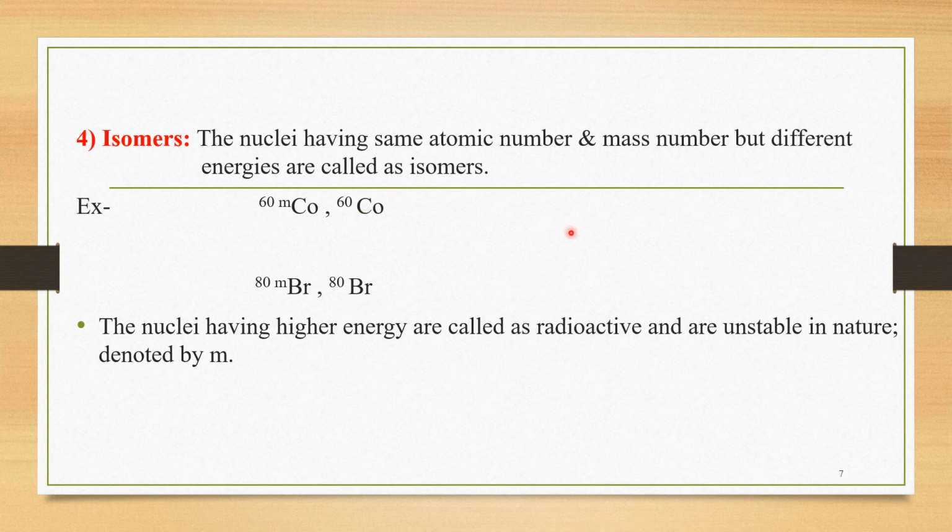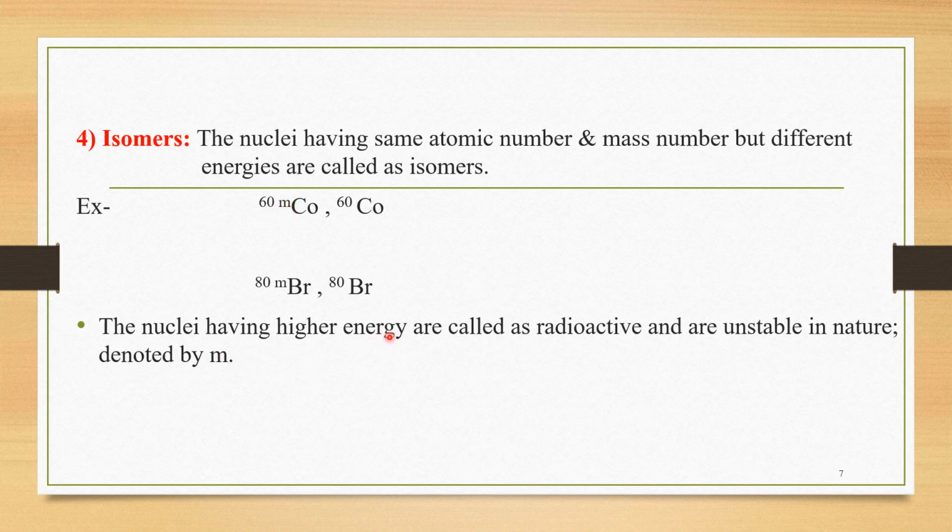And one more important thing is that these nuclei are made up from the same element. They are from the same element. The first important example is for cobalt nuclei having mass number 60. In this case, these are the two nuclei of cobalt, the first being 60m, while the second is only 60. The second example is that of bromine with mass number 80, and in the second case, again bromine with mass number 80. Now in this case, one alphabet is used, that is a small m.